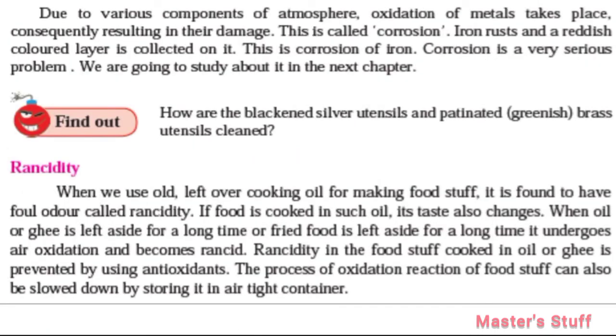Due to various components of atmosphere, oxidation of metals takes place, consequently resulting in their damage. This is called corrosion. Iron rusts and a reddish colored layer is collected on it. This is the corrosion of iron. Corrosion is a very serious problem. So to avoid this, various methods are used.